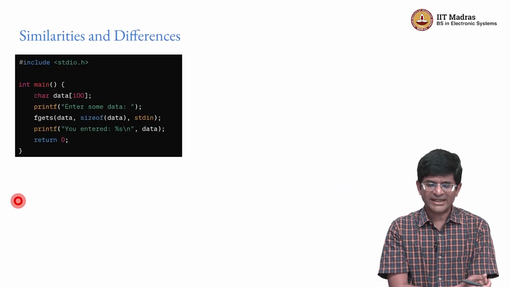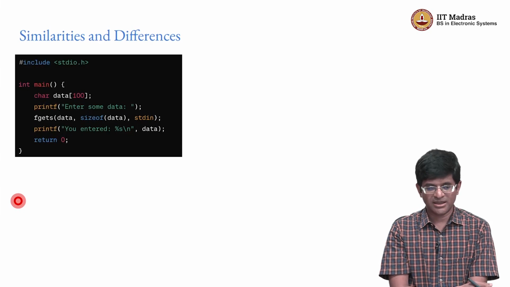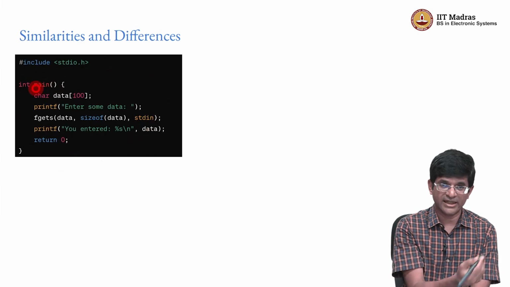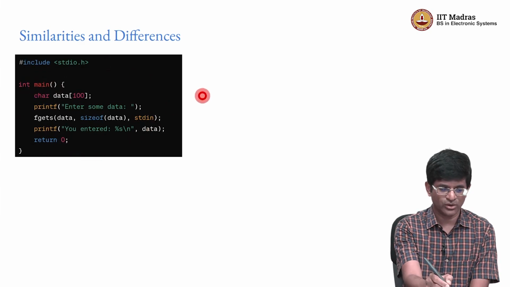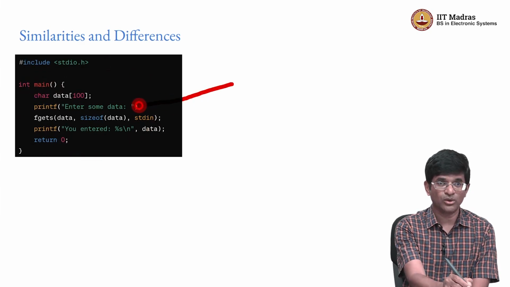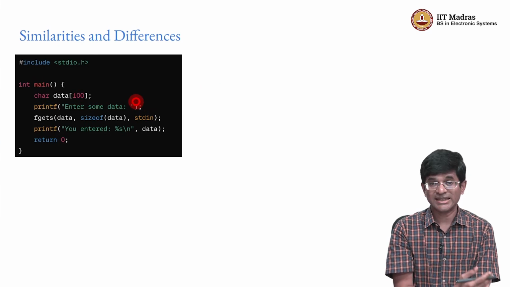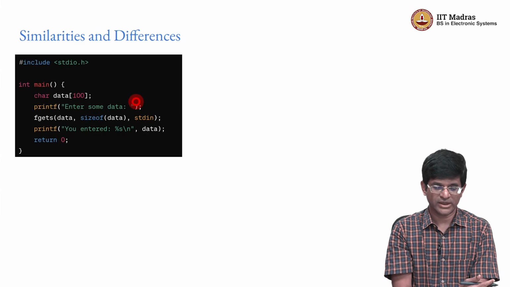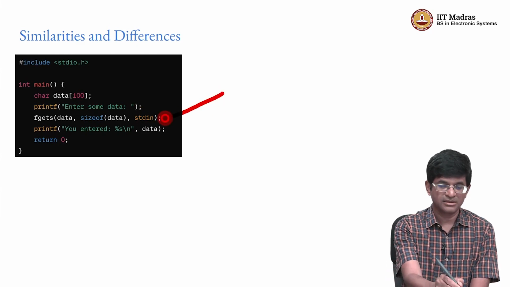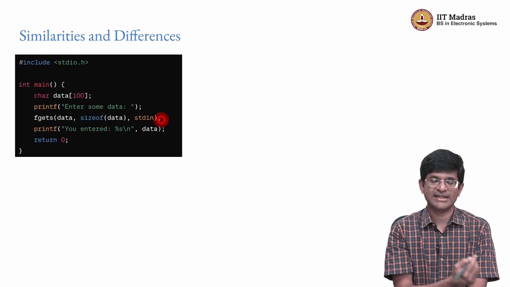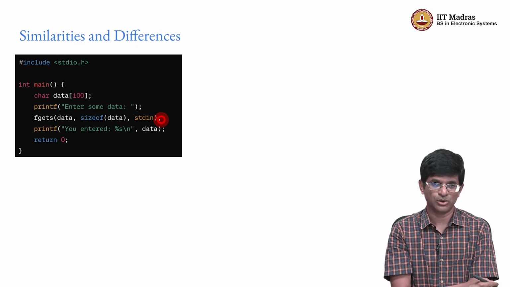There are a lot of similarities and differences between C and embedded C. On this side you can see a program that's written in the regular C language, and you can imagine that there's a printf statement out here which basically says enter some data. Presumably that comes out on some kind of a screen that you can see. And then there is fgets, a function which gets data from a standard input.